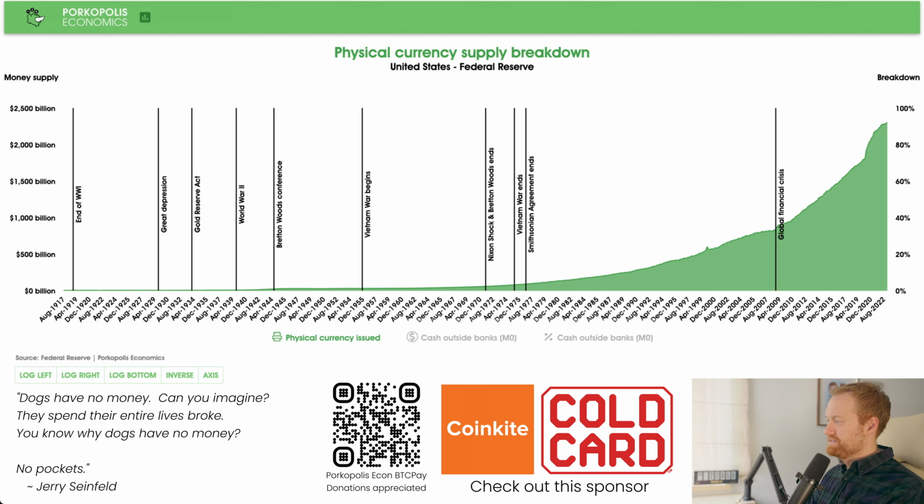My name is Matthew. Today we're going to start building out the money supply curve for the United States, for the dollar. We're going to start with physical cash.